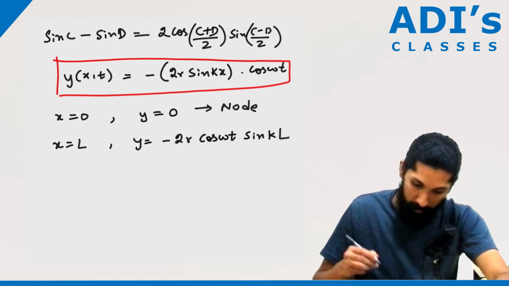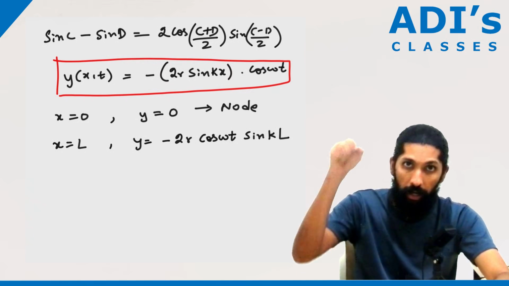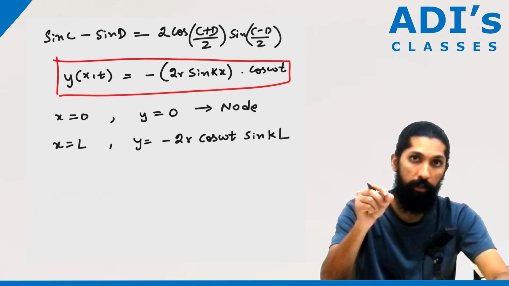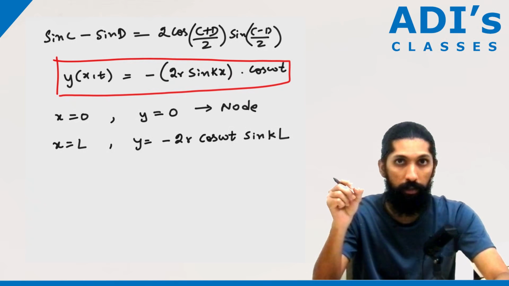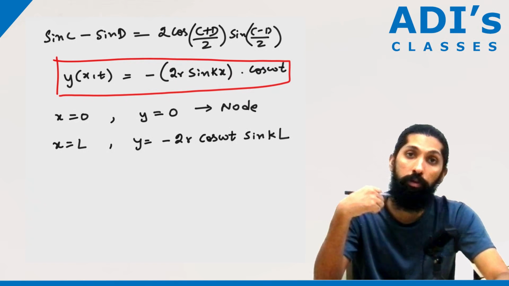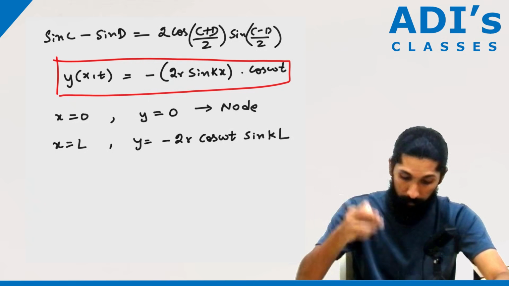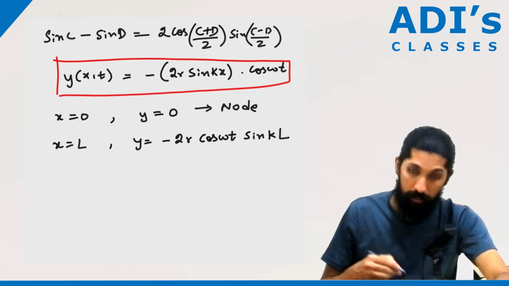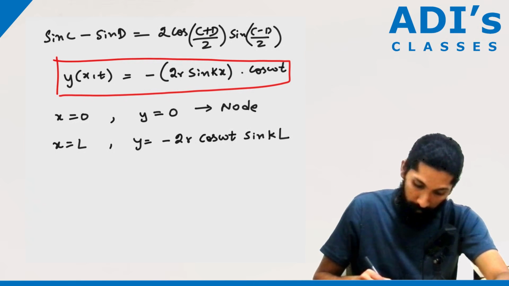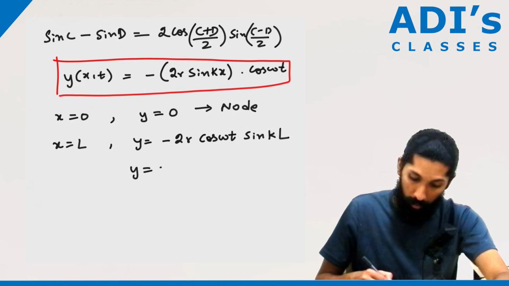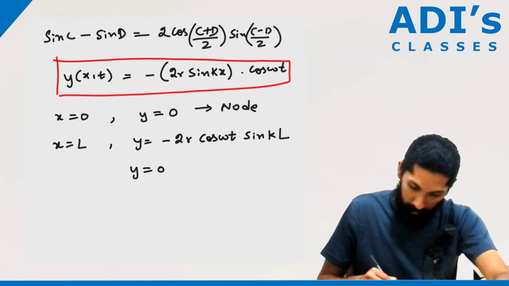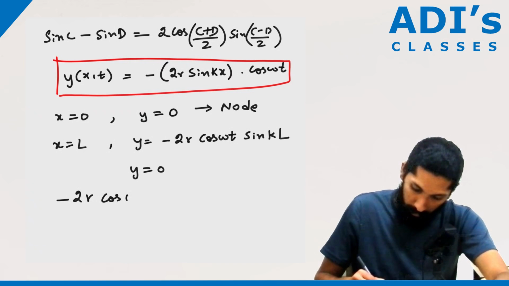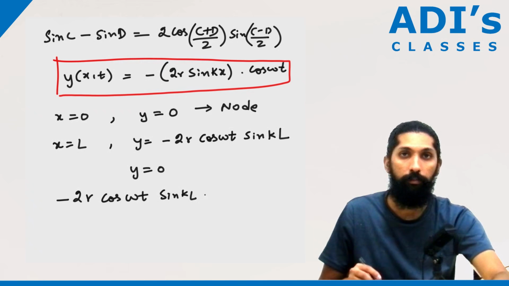So what do we do after this? Now, even at the other end also, end is a fixed point, right? Since end is a fixed point, now what do you get? It's also going to be the node itself. That means, even when x is equal to L, y value has to be 0. Or in other words, minus 2r cos omega t into sin kl is equal to 0.